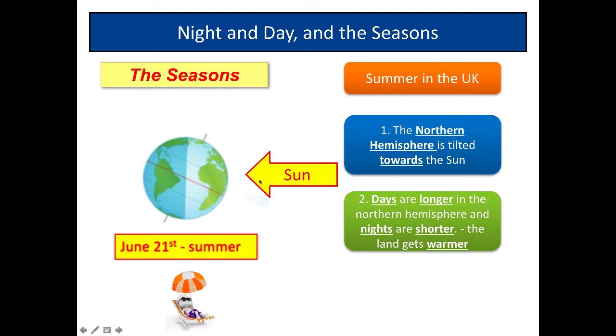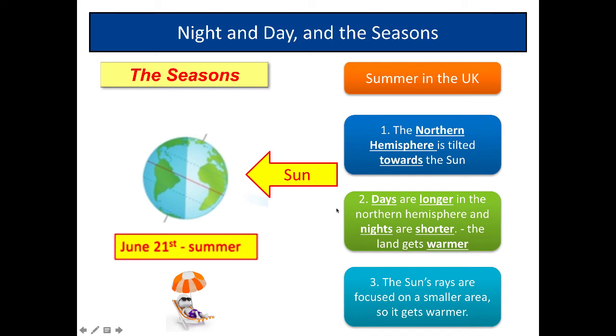Land, because it's exposed to the Sun for longer, gets warmer. The other thing is that because the Sun is pointing more directly over the northern hemisphere, the Sun's rays are more focused on a smaller area, so it gets warmer. So as the Earth tilts this way, the northern hemisphere towards the Sun, it starts getting warmer. We move towards summer on June 21st.